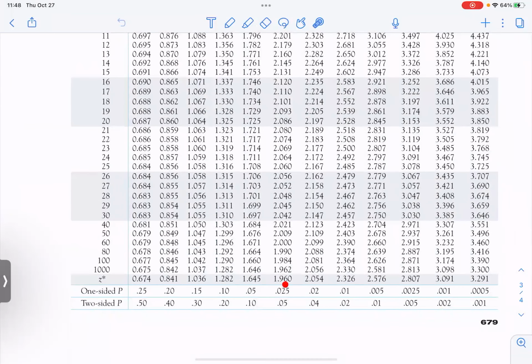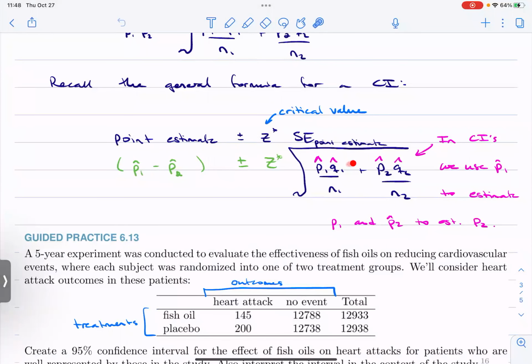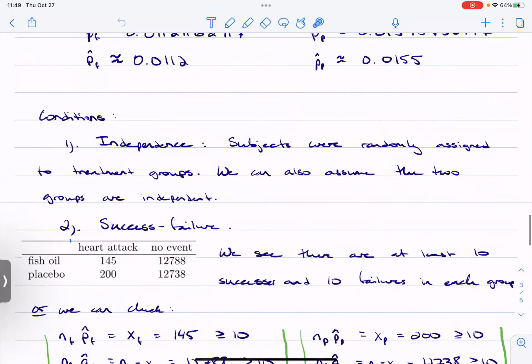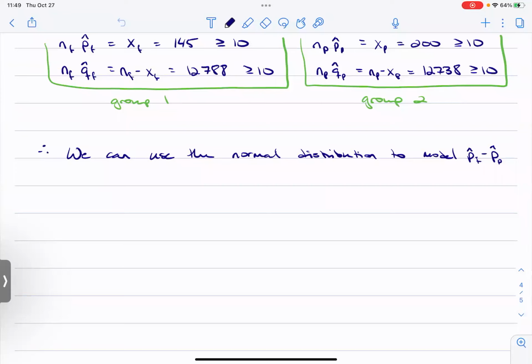95%, 1.960. And we're able to use this as our standard error. So we have everything that we need. So let's hop to plug and check.